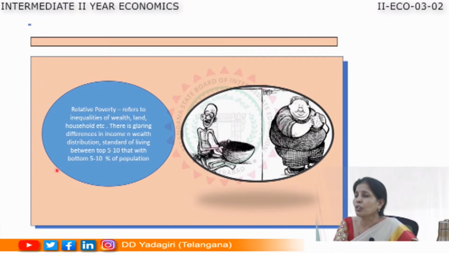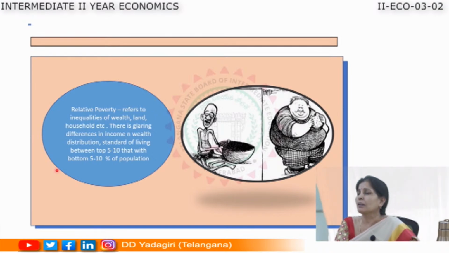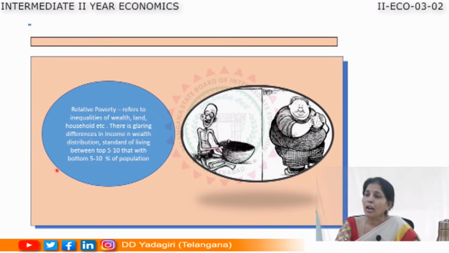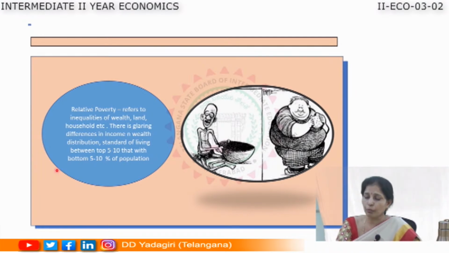In this regard, I want to give an example. India is occupying a most prominent place in the international business magazine, the Forbes magazine. Indians are among the top 10 rich people, and also India is a country where the maximum of the people are below the poverty line. So relative poverty shows the glaring difference between the inequalities of income and wealth.